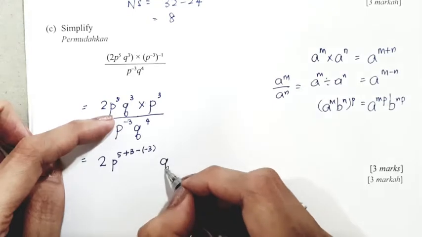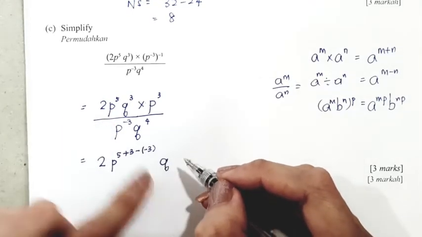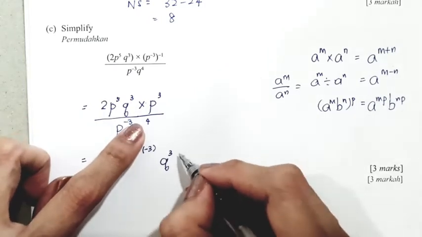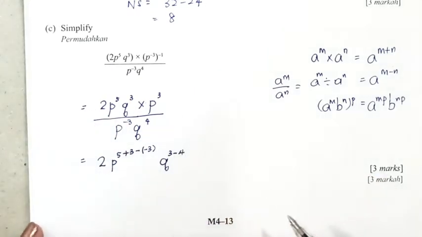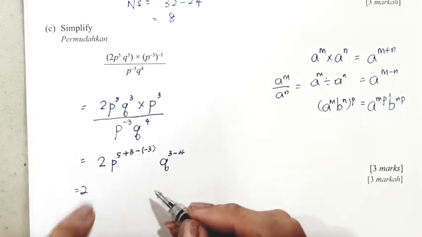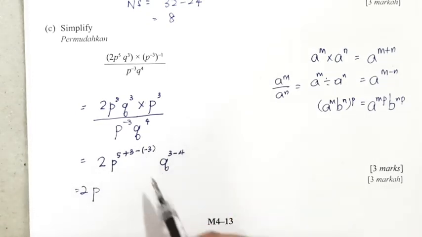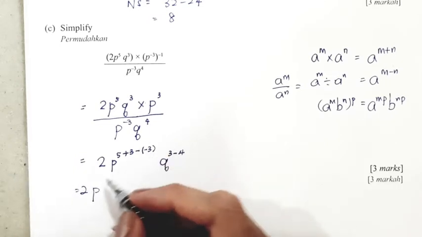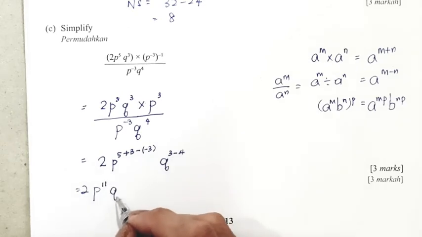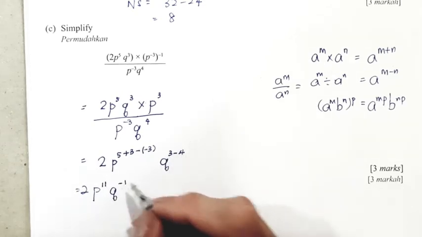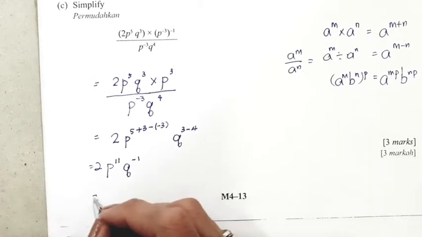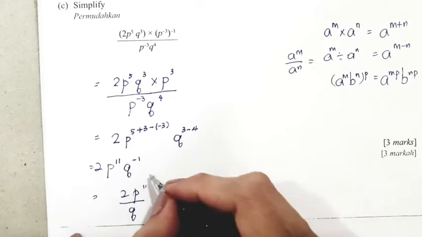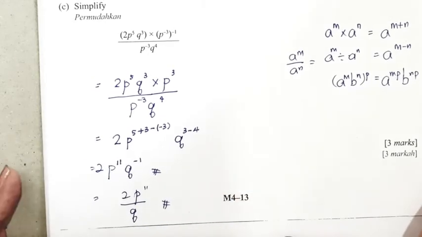Okay, next. Once we have done with base p, let's go to base q. Base q has the index 3 on top, and at the bottom is 4, so we minus the index at the bottom. Over here, we will have 2p and simplify this one. 5 plus 3, negative negative become positive, so 5 plus 3 plus 3. So we have 11. And then q raised to the power 3 minus 4, which is -1. Now you can leave your answer like this, and if you have plenty of time, then you just do like this, but not necessarily. Both are acceptable as the answer.